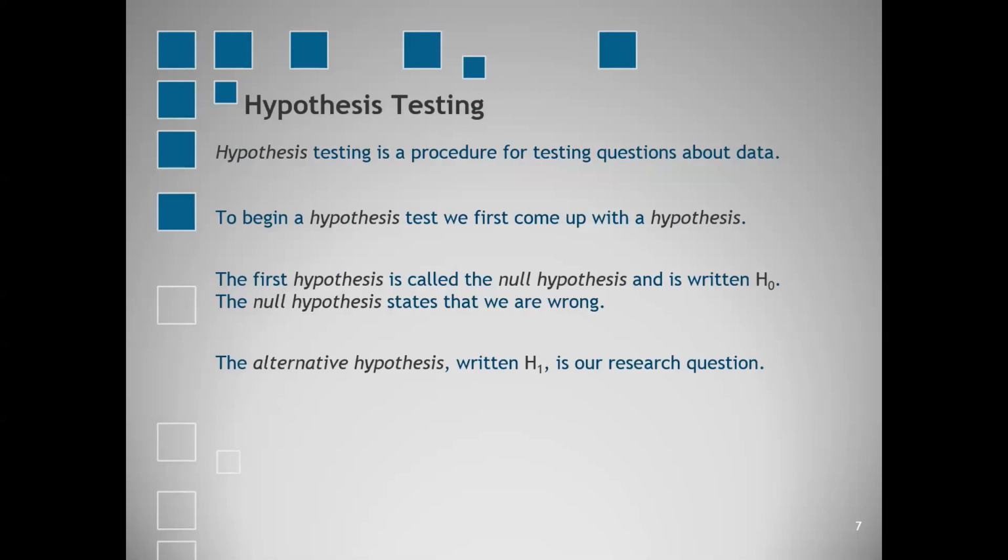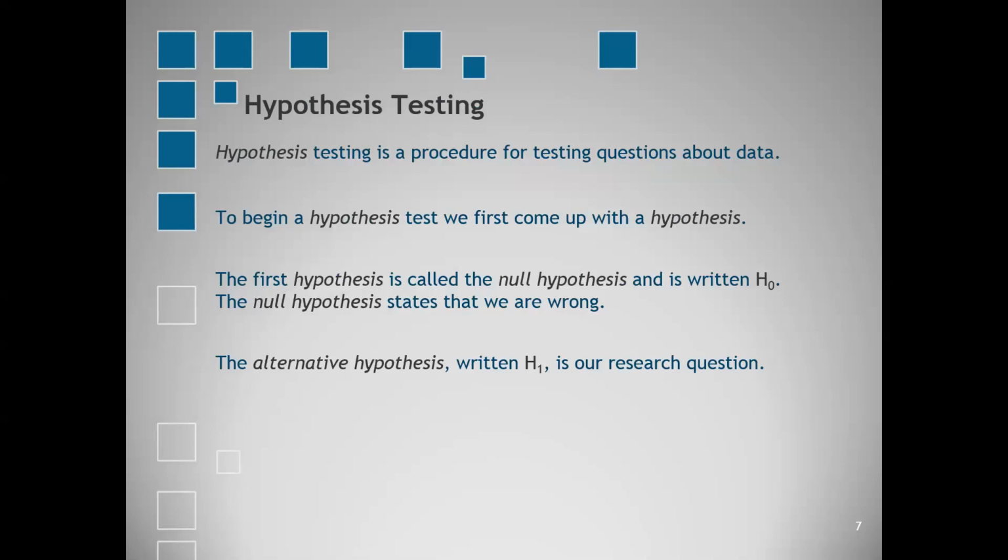The first hypothesis is called the null hypothesis and is written H sub 0. The null hypothesis states that we are wrong. So in our example, the null hypothesis would state that the average American runner is no faster than the average worldwide runner. We would write this H sub 0: mu is equal to 13.79, which was the overall average time. It is important to note, throughout the process of hypothesis testing, we work under the assumption that the null hypothesis is correct. That is, we assume the value we state in the null hypothesis is the true population mean.